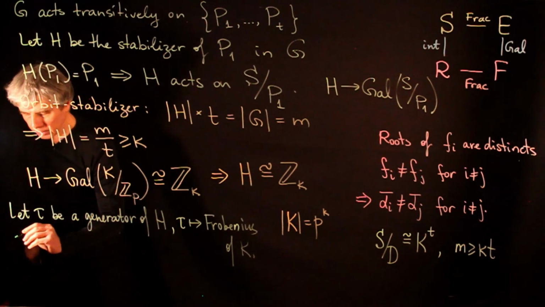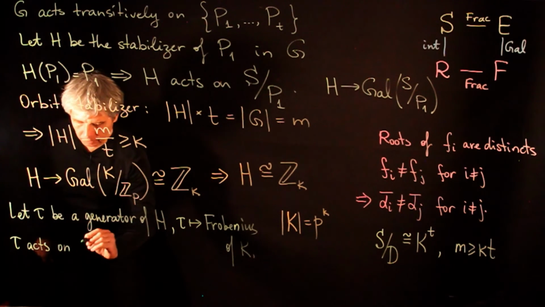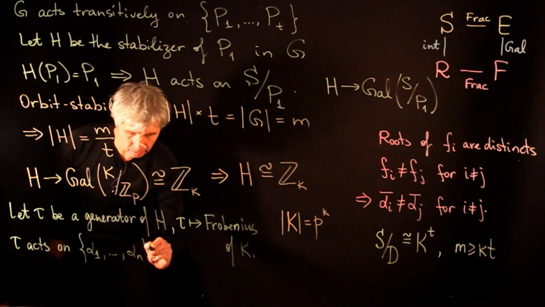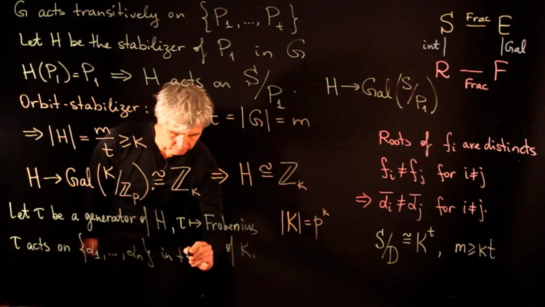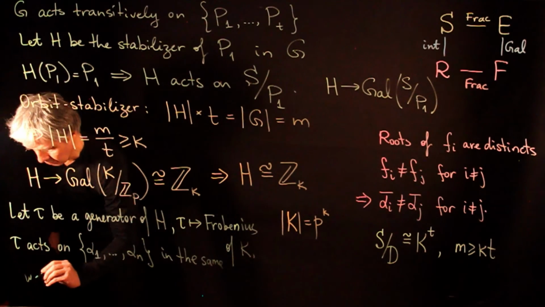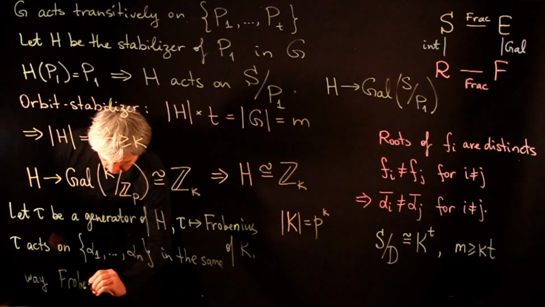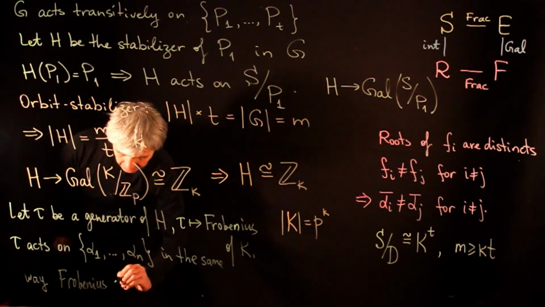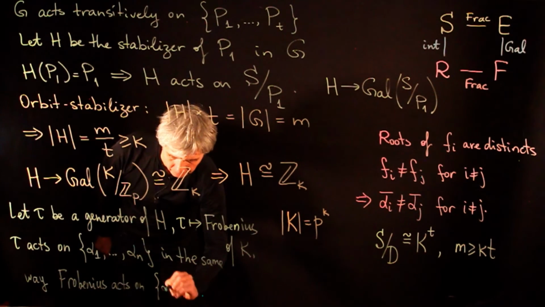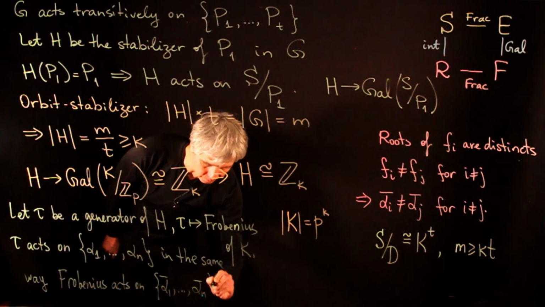We pointed out that tau acts as a permutation of alpha 1 through alpha n in the same way as the Frobenius acts on the roots alpha 1 bar through alpha n bar in K.